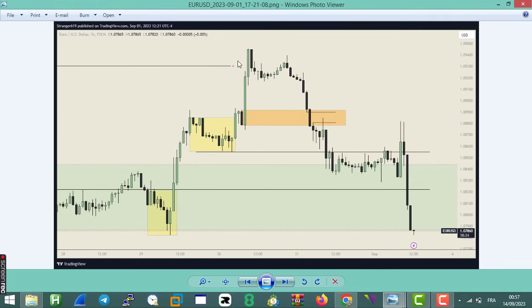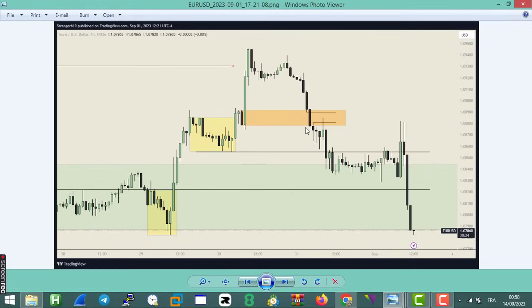Taking that external liquidity. And now we wait for a market structure shift. So we have that here, right? We took this swing right here. We have the sweep before that market structure shift. And now we wait for retracement to one of the PD arrays of this displacement.